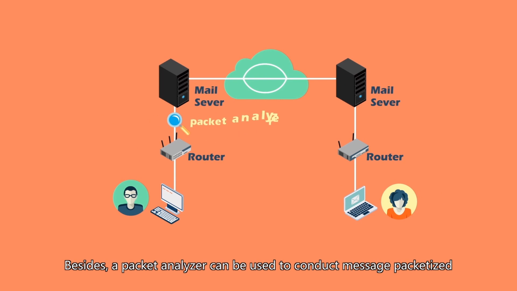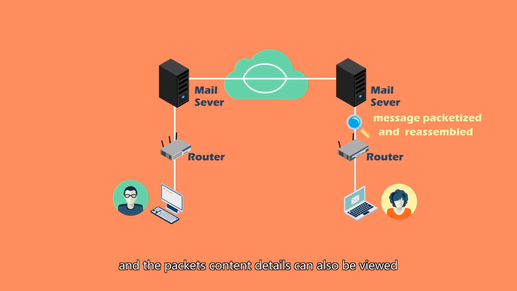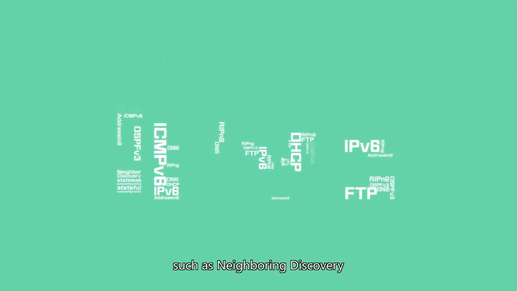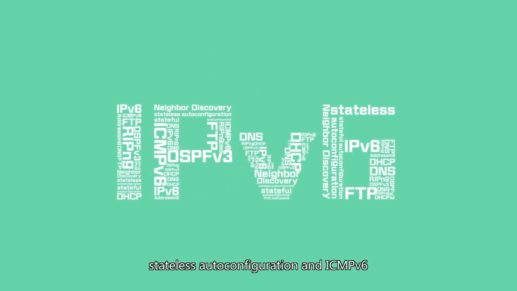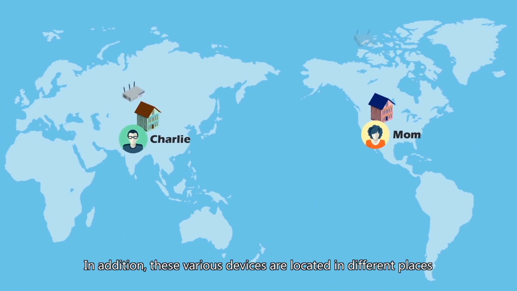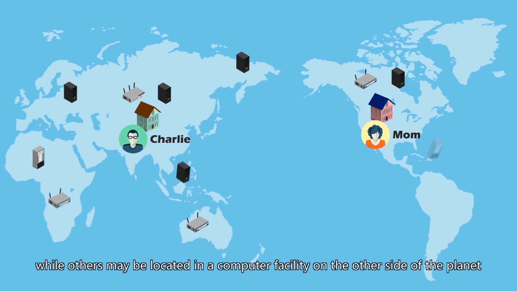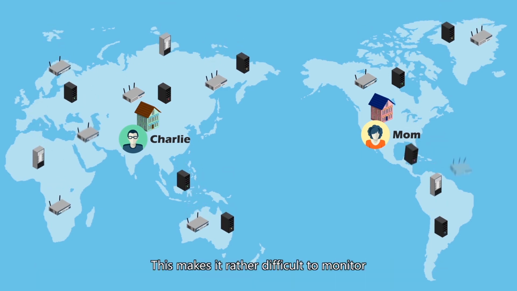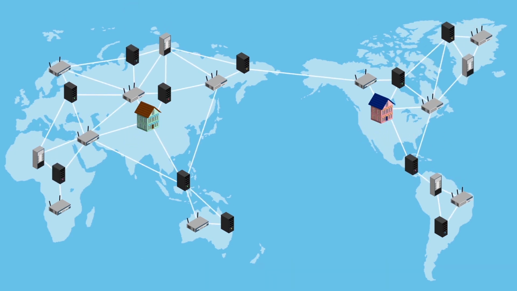Besides, a packet analyzer can be used to conduct message packetization and protocol analysis during the data transmission, and the packet's content details can also be viewed. The protocols used with IPv6 are highly complex, such as neighbor discovery, stateful auto-configuration, stateless auto-configuration, and ICMPv6. In addition, these various devices are located in different places. Some are in your home, while others may be located in a computer facility on the other side of the planet. This makes it rather difficult to monitor and study the flow of information on the Internet.